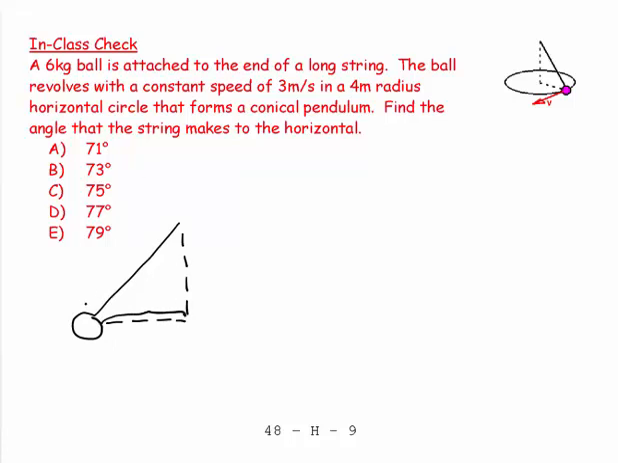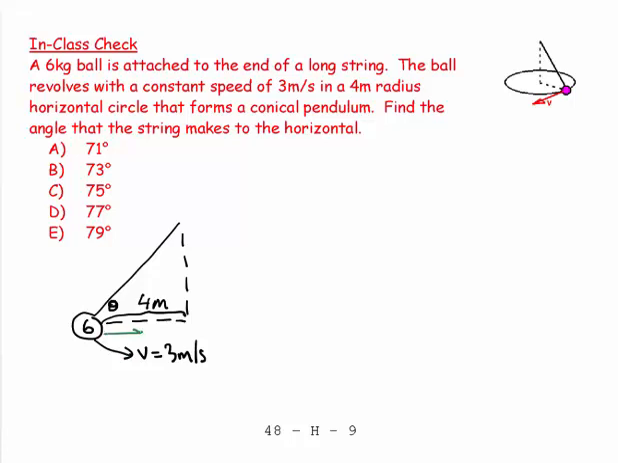It says a 6 kilogram ball is attached to the end of a long string. The ball revolves at constant speed of 3 meters per second, so my v is equal to 3 meters per second in a 4 meter radius horizontal circle that forms a conical pendulum. And then it says find the angle that the string makes to the horizontal. Oh, it's this angle here. Again, let's add things that are not mentioned.